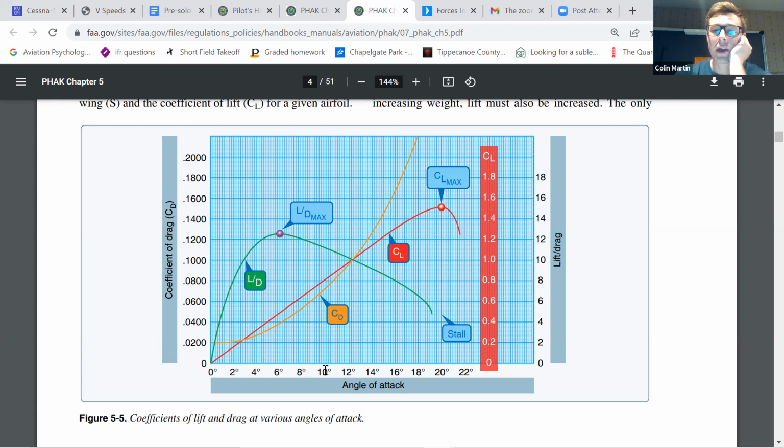As we increase our angle of attack, you can see that our lift increases. And then there comes a point where we have our max coefficient of lift, and after that it drops off. That's because your angle of attack has gotten so high that you've stalled, which would be the critical angle of attack. So that's what it looks like on a graph.